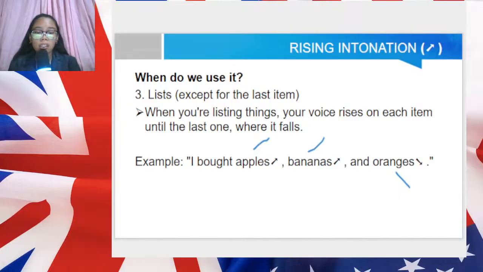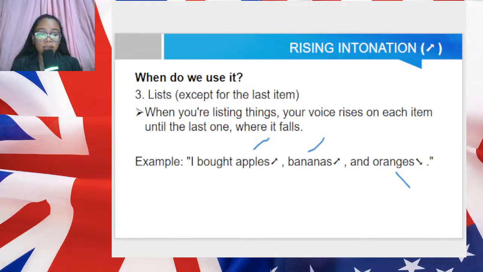Finally, on oranges, the voice distinctly falls. So this downward movement of pitch on the last item is the definitive signal that the list has concluded. So it provides a sense of resolution and finality, which indicates that all the items the speaker intended to mention have been delivered. So the falling intonation on oranges unambiguously communicates this is the end of my list of purchases.